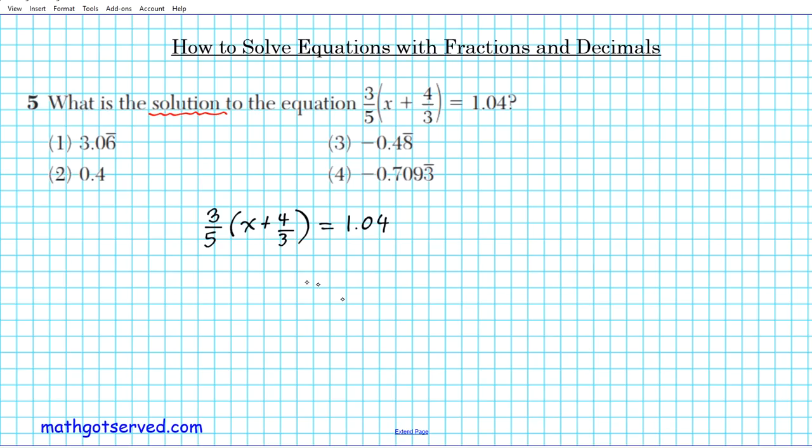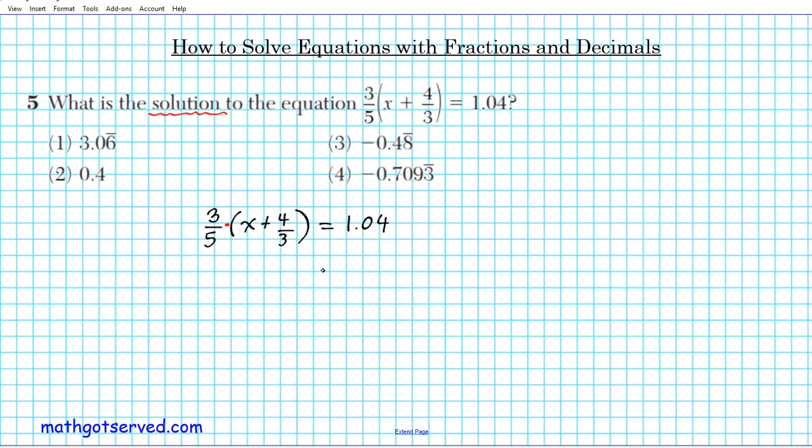So the question is, how do you undo multiplication by 3 over 5? You undo multiplication by 3 over 5 by dividing by 3 over 5. So you divide by 3 over 5 on both sides. But that looks like a mess. There is a more elegant way to divide by fractions.